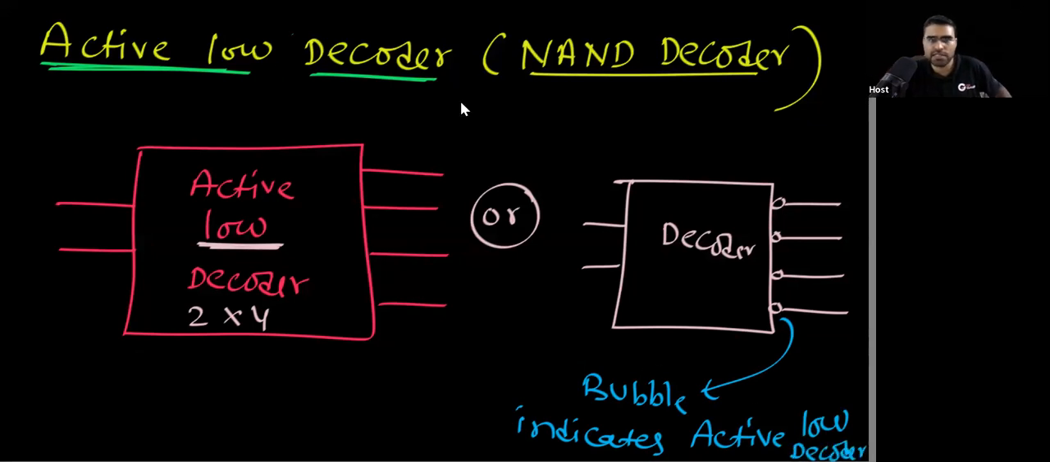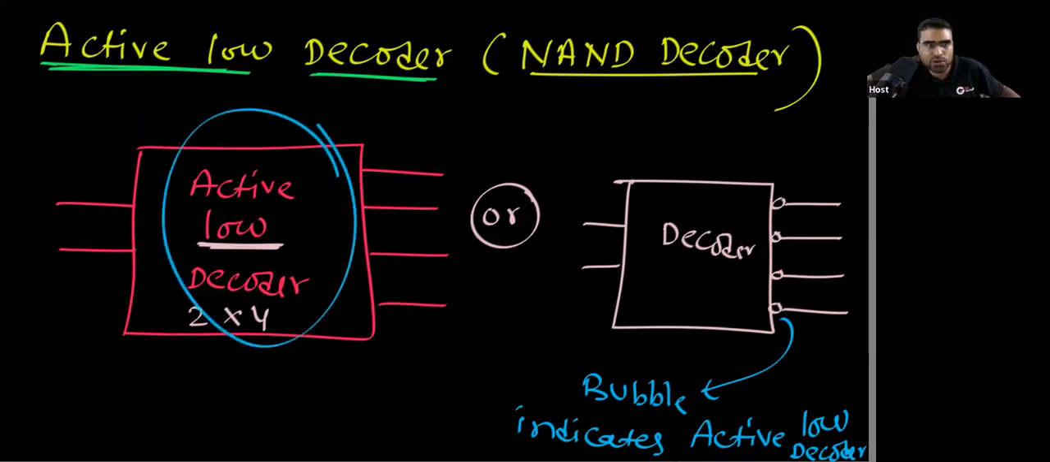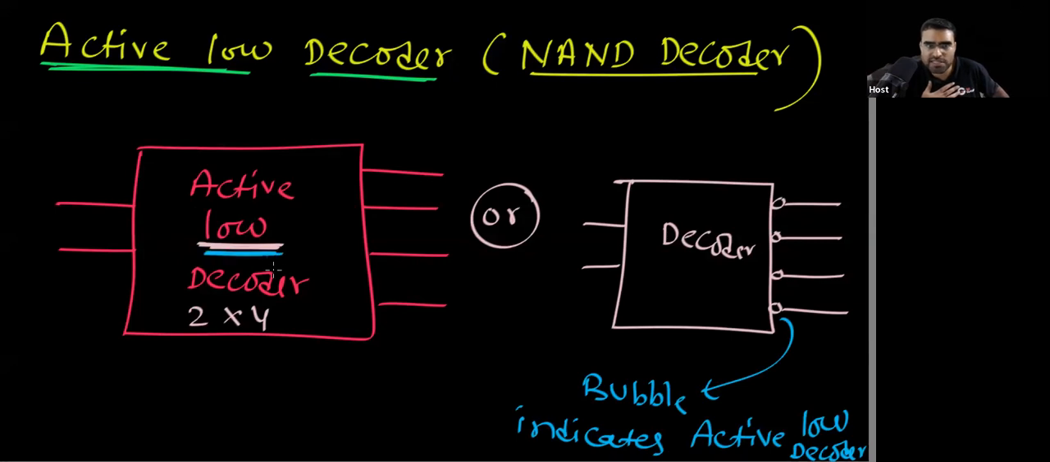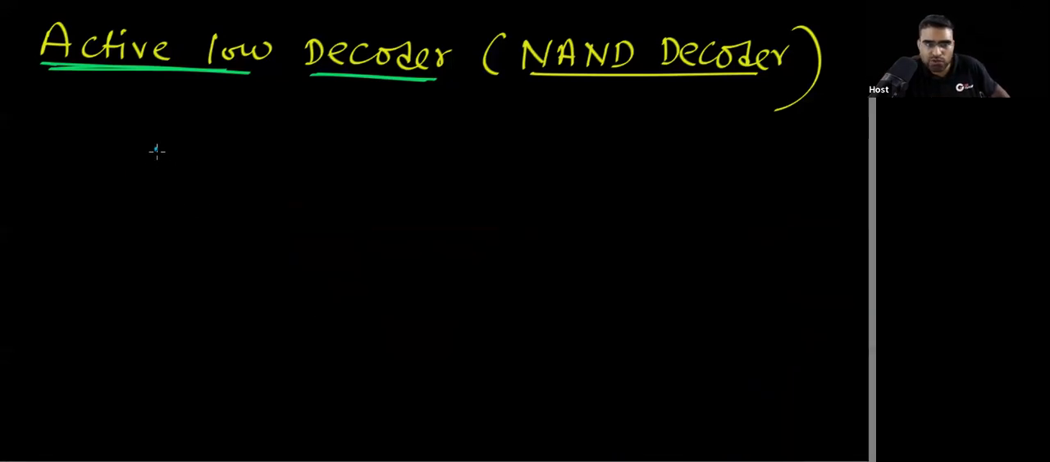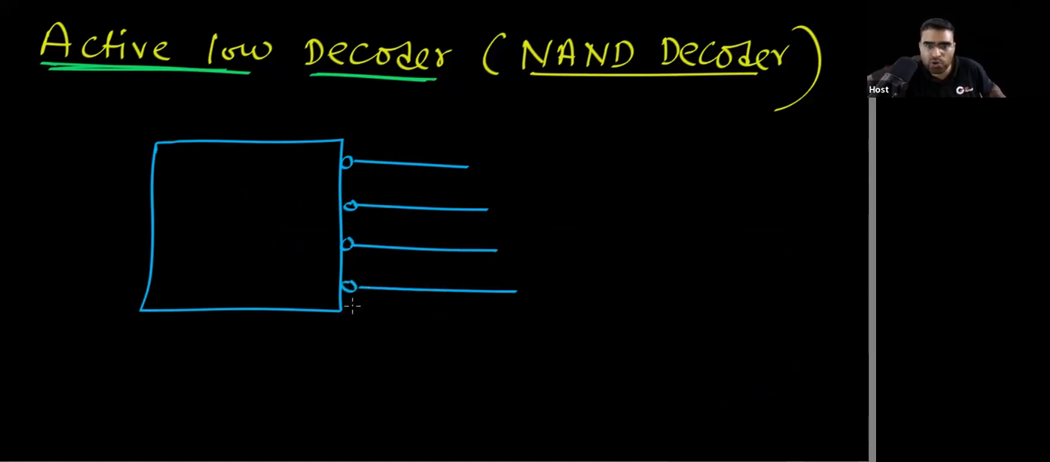Understood? Is this clear? So remember, either you can use the block diagram and say active low decoder, or you can do it like this. This bubble will indicate active low. Very simple. So in the active low decoder, actually what happens? If I give you this active low decoder, remember this bubble simply indicates active low, nothing else. Is this clear?